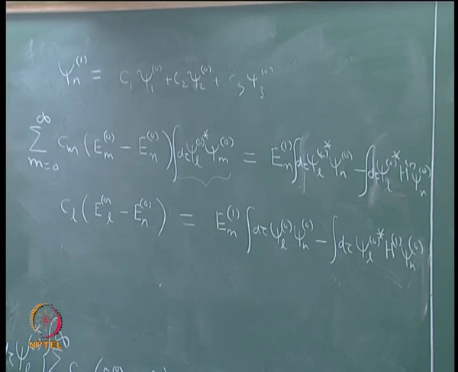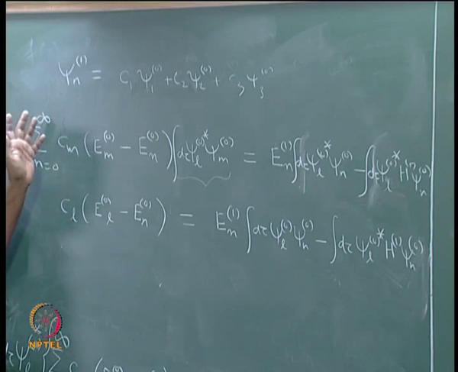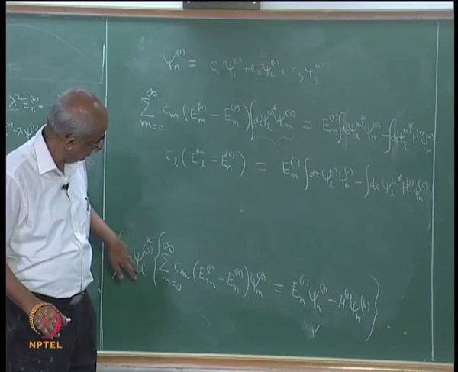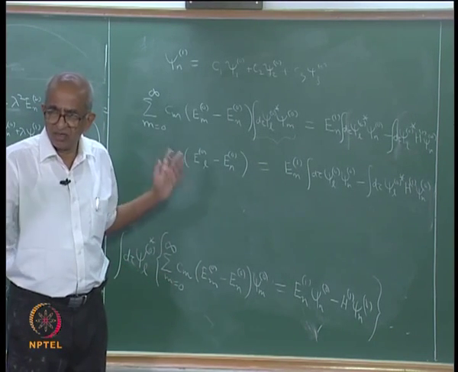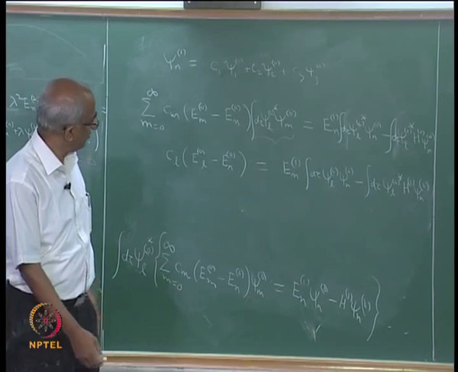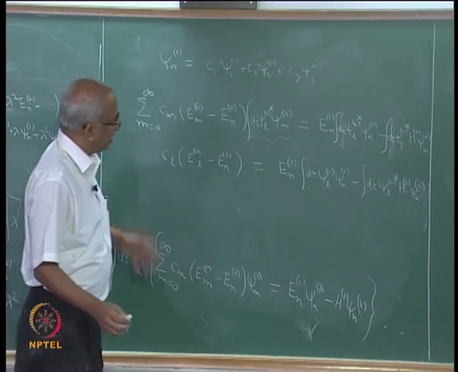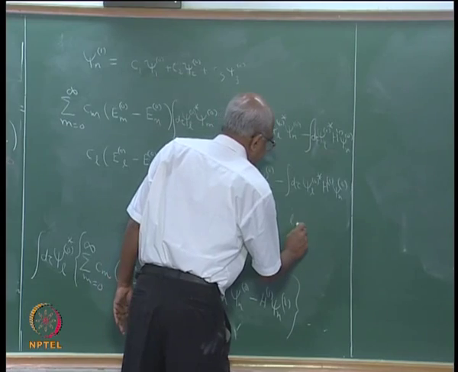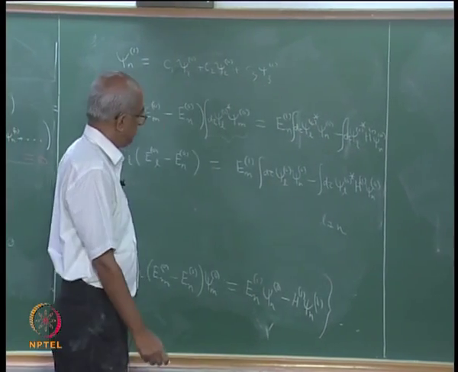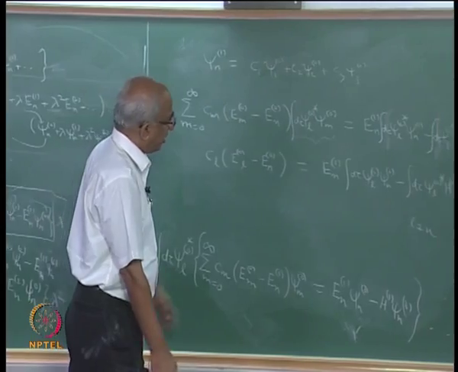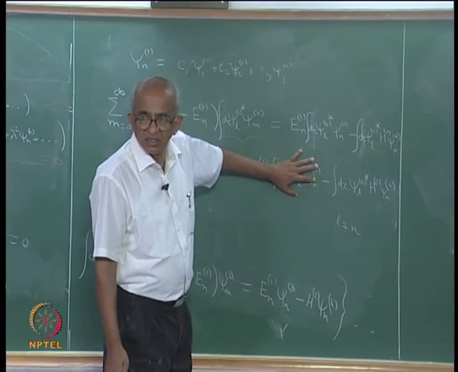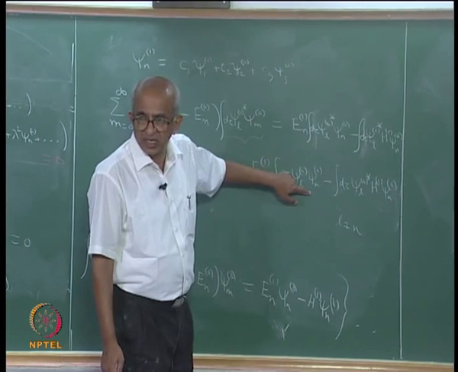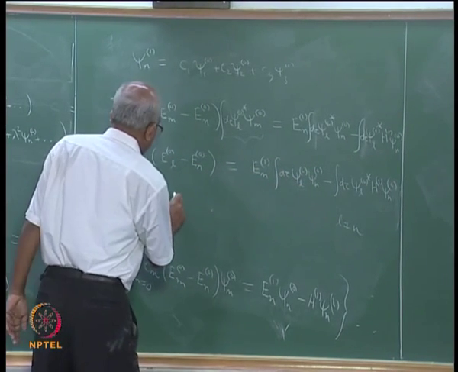This is valid for all values of L. I have just multiplied by psi L star, and L can be anything, right. This L I can choose to be whatever I want. In fact, if you say okay, L is not equal to n, what will happen to this equation? All that will happen is that if we put L is not equal to n, this term will vanish, and so you will have an equation for CL.